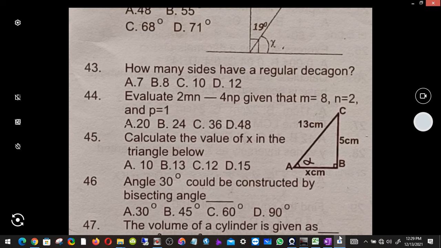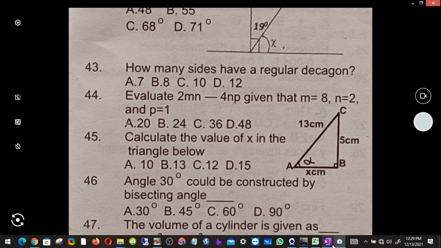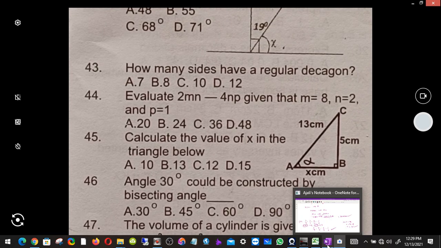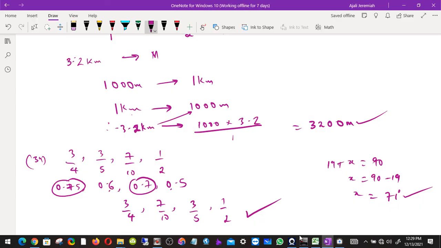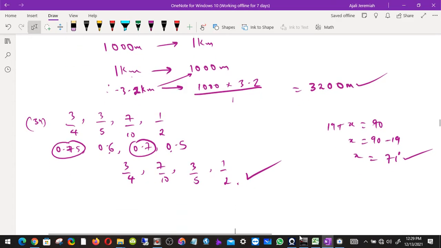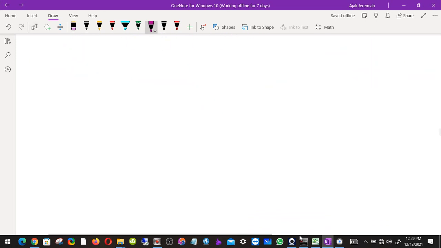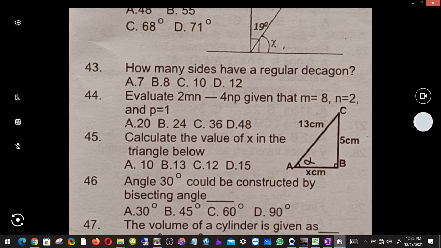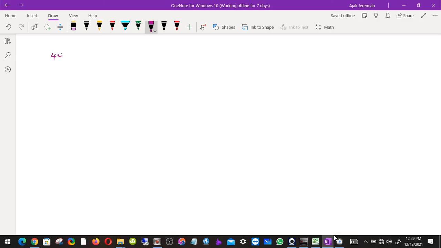Yes. Number 44. Evaluate 2mn minus 4mp, given that m equals 8, n equals 2, and p equals 1. Okay. 2mn minus 4mp, when m equals 8, n equals 2, p equals 1. So let's substitute.